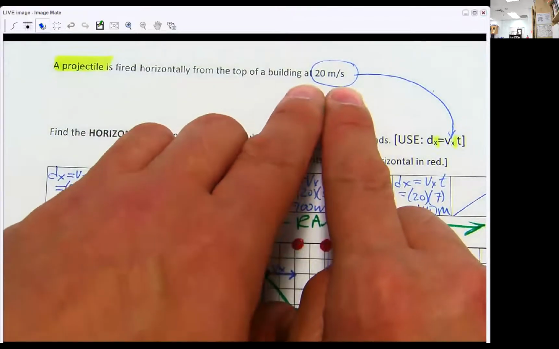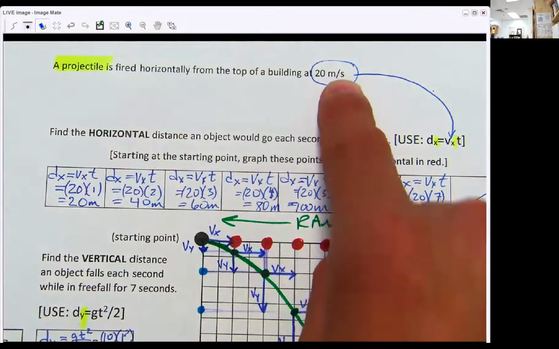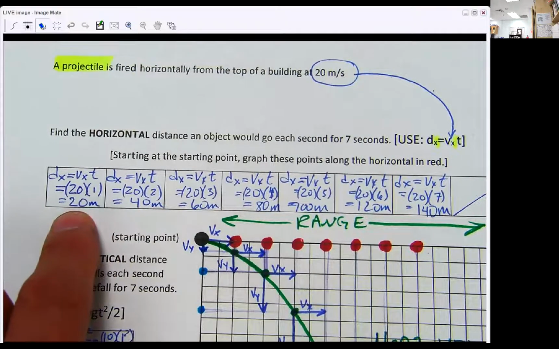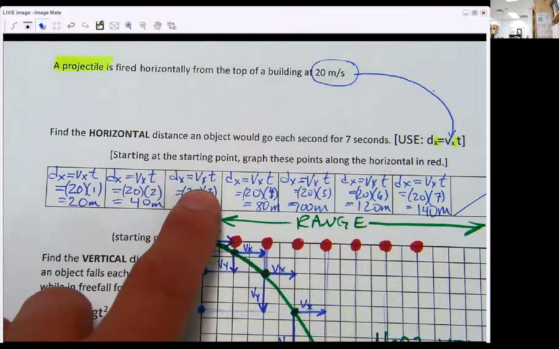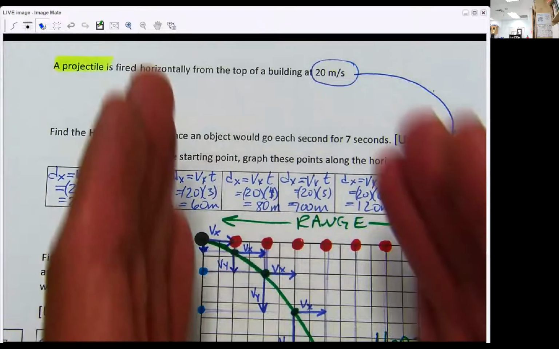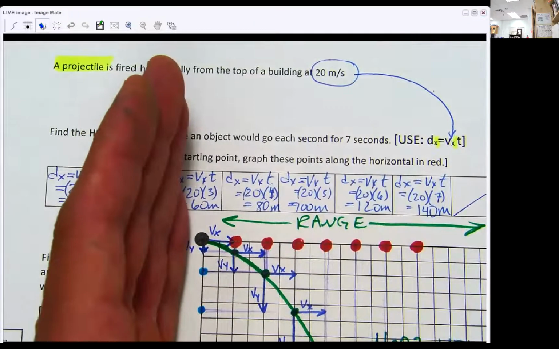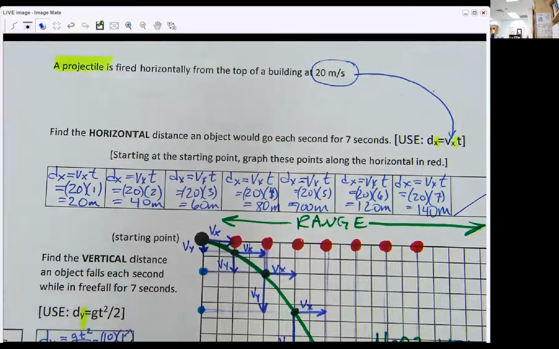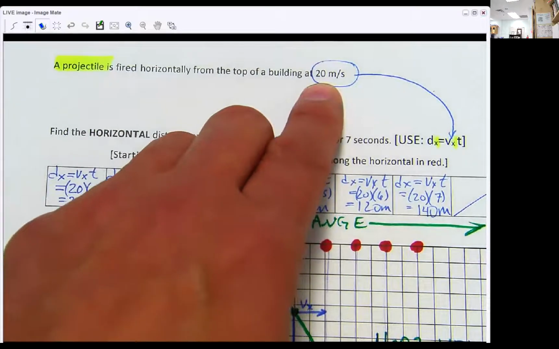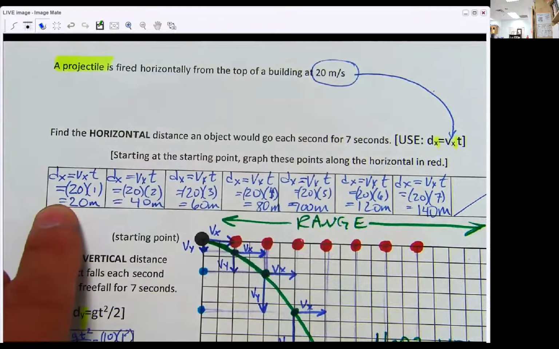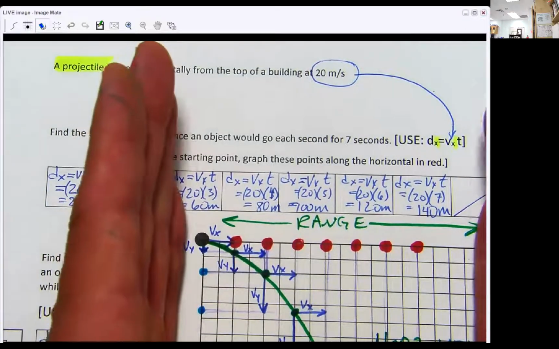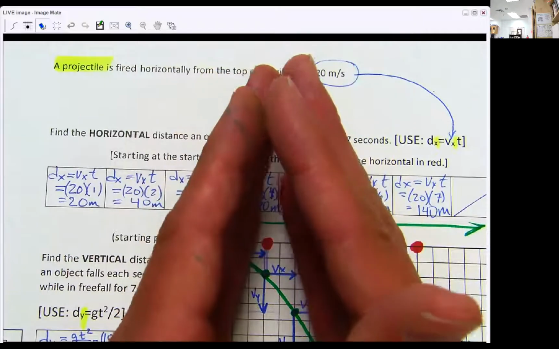What if instead of 20 or 50, what if we made this 100? What would the horizontal distance be after 1 second? 100, and then 200, and then 300, and 400, and 500, which would increase that range even more. We run out of space really, really quickly. What if I change this to 10? Then we would have 10, 20, 30, 40, 50, and so that would make the range smaller.